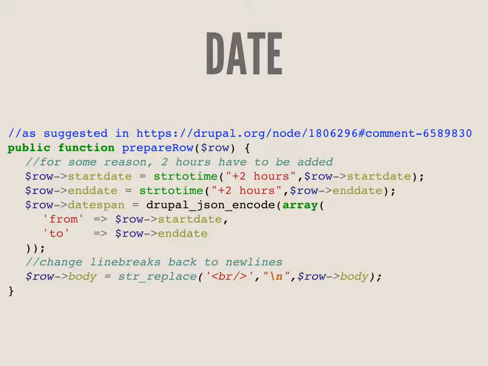And another example of massaging the data: from the body text, which contains all the information of the event, I replace all new lines with the break tag.